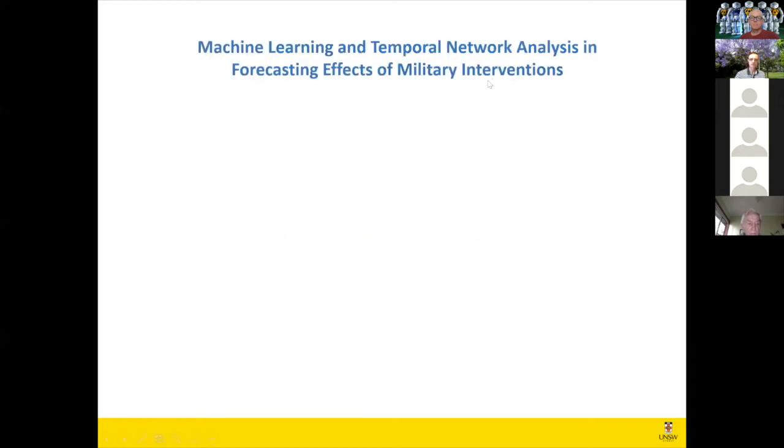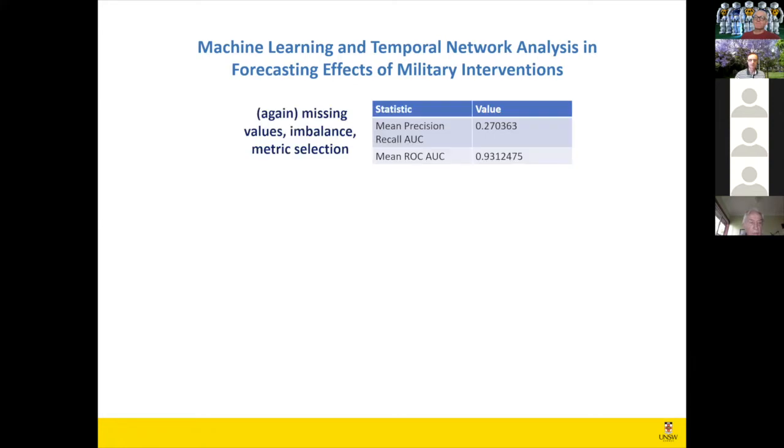Moving to the next one, which is analysis of networks to forecast what kind of effects military interventions have on lasting peace. This topic is done by our honors student, currently in progress again, Nicholas Bosworth. And we again encounter here missing values, imbalanced data, problem of metric selection, and so on.